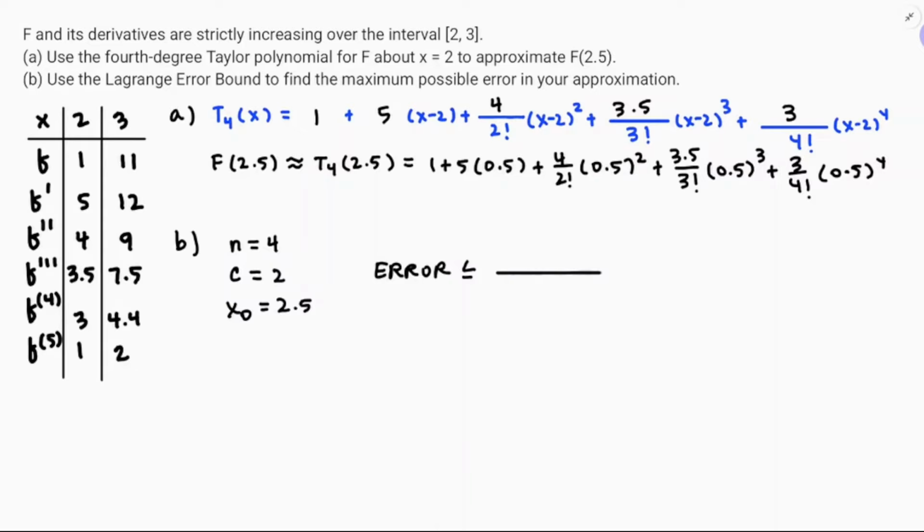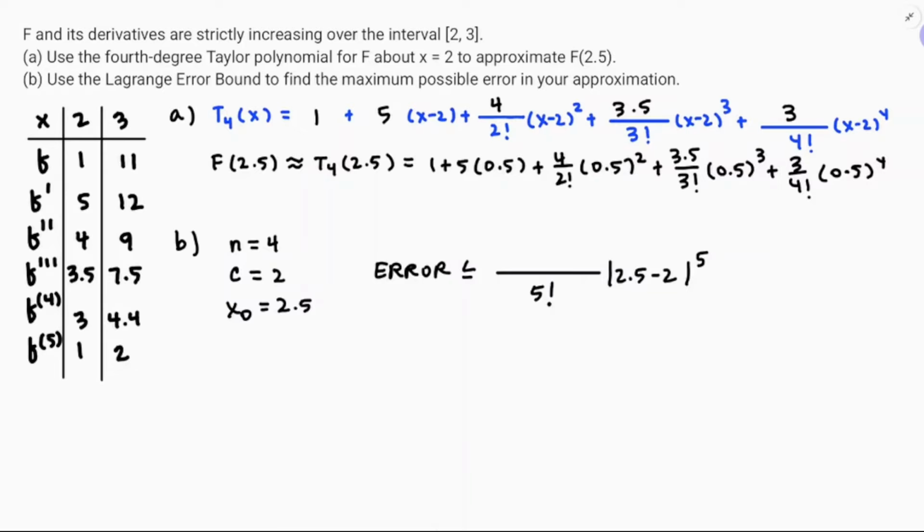and then we're going to have a fraction. We're going to divide by the next factorial, and then the absolute value of the difference in the approximation point and the centering point to the next power, that same power. Those absolute values right there would not do anything because 2.5 minus 2 is positive.